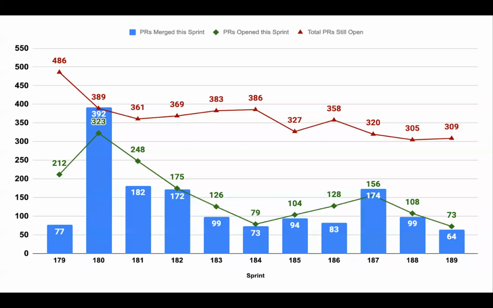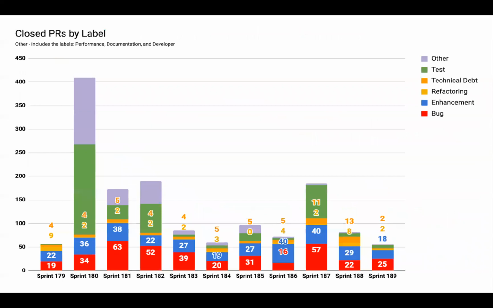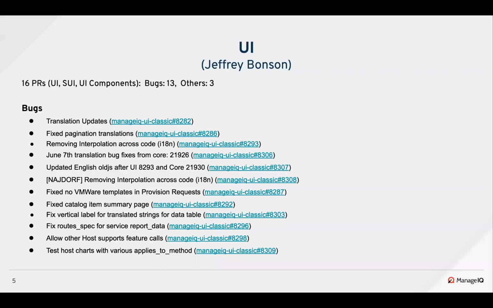As you can see, Sprint 189 had a little less activity. A lot of that was because we were focused on mostly bug fixes and trying to stabilize the Nydorf branch. And you can see the numbers by label here. There's a lot of bug fixes, a handful of enhancements, and a very small sprinkling of the rest. And over to Jeffrey for the UI.